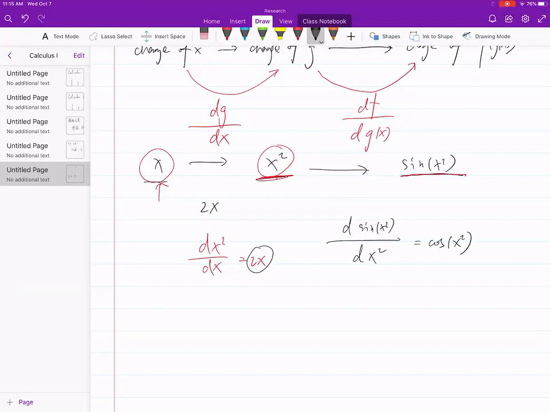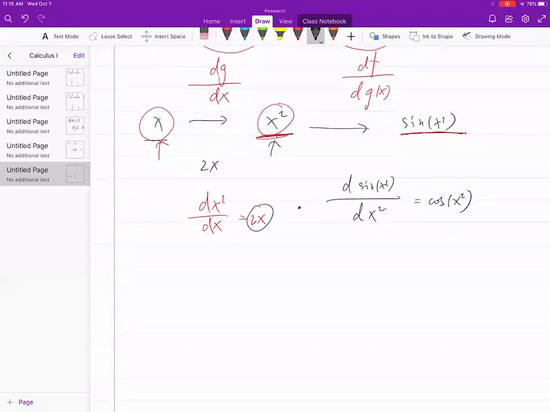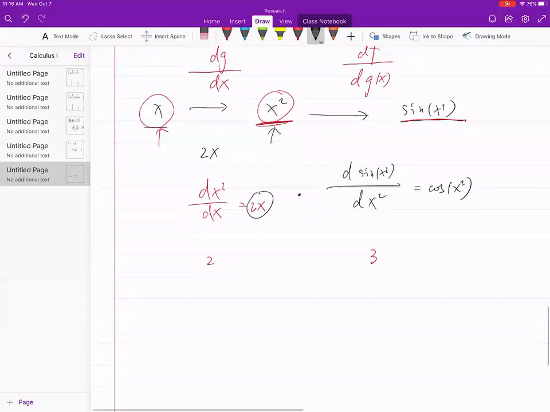Now if x changes, how much does this one change after changing x squared? We should really multiply these two together. That's what we have here. Make sense? If we put in a number, let's say the changing rate here is 2 and the changing rate here is 3, what do I mean by that? That means if x changes a little bit, the thing in the middle changes by double the size. That's what we mean by a changing rate of 2.